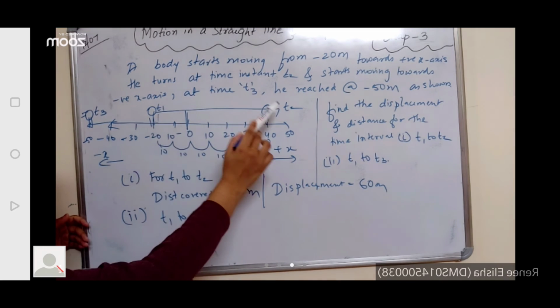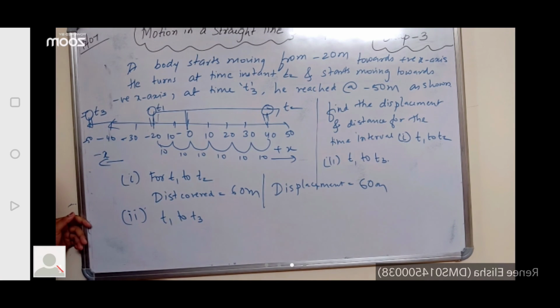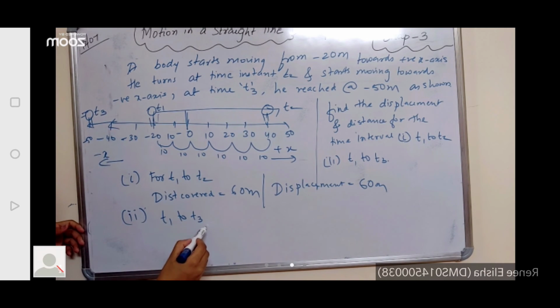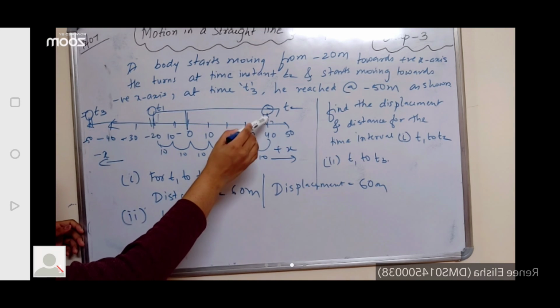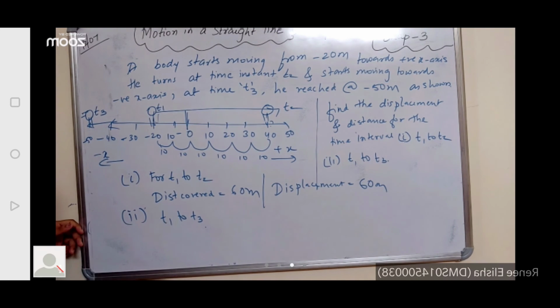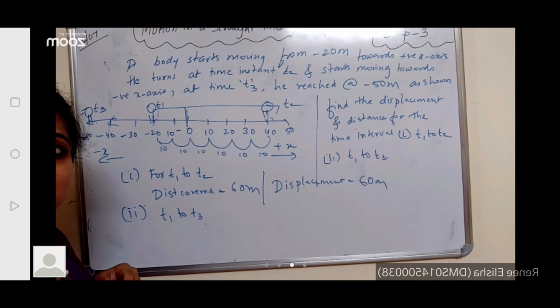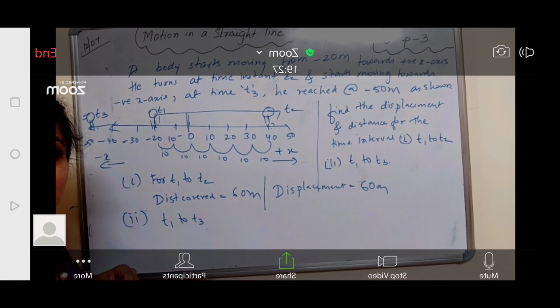No. T1 to T2, T2 to T3. First, he'll go from T1 to T2. If I'm talking about T1 to T3, the distance I'm talking about is the total path length covered. So first T1 to T2, then T2 to T3. How much distance will it be? Can you hear me? Yes, ma'am, you're audible.